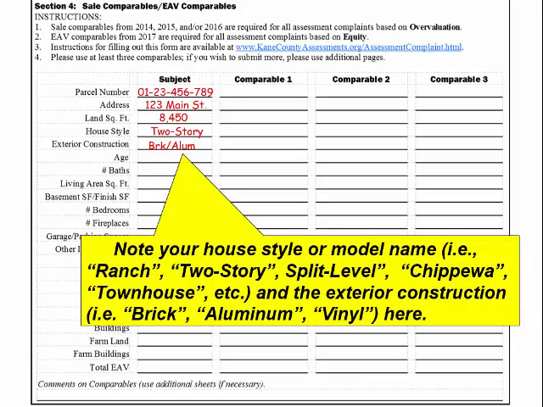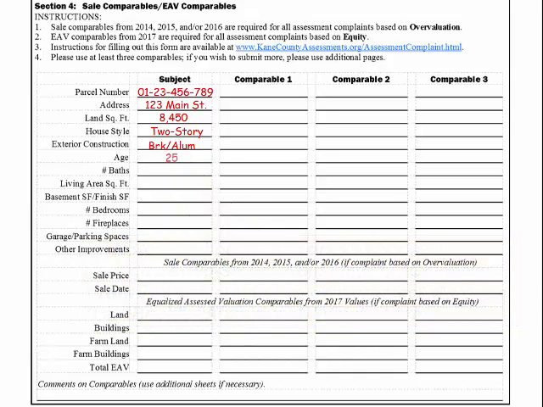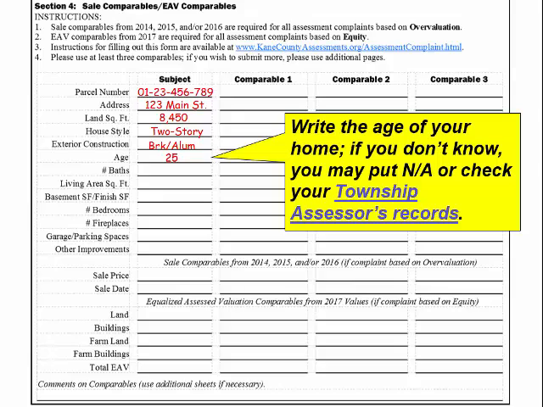Please enter your house style or model name, such as a ranch or a 2-story, or the model name if you know it, and the exterior construction, such as brick, aluminum, vinyl, or any combination thereof here. Next, please write the age of your home. If you don't know the age, you may put NA for not available, or check your township assessor's records.